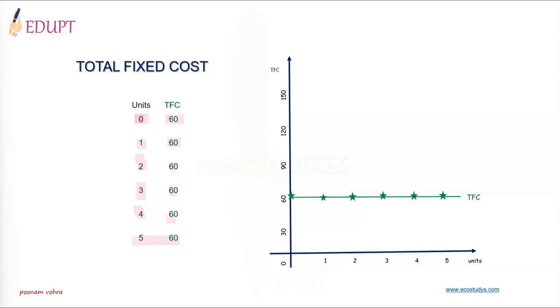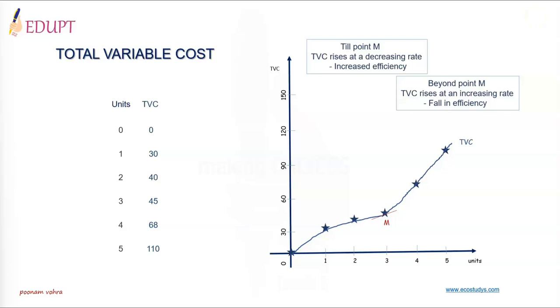Diagrammatically, units produced are taken on x-axis, total fixed cost on y-axis. Whether production is 0, 1, 2, 3, 4 or 5, total fixed cost remains same, and by joining all these points one gets a horizontal straight line parallel to x-axis, implying that total fixed cost does not change with change in output. Now let us understand total variable cost through a tabular as well as a diagrammatic presentation.